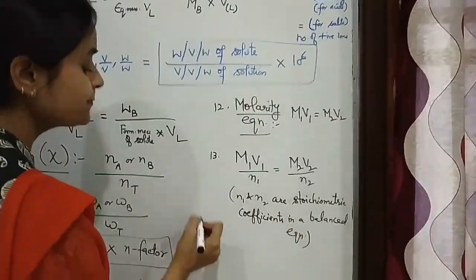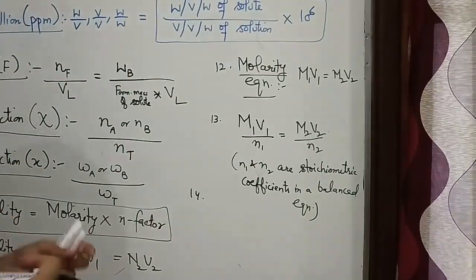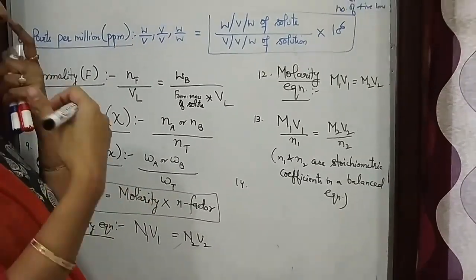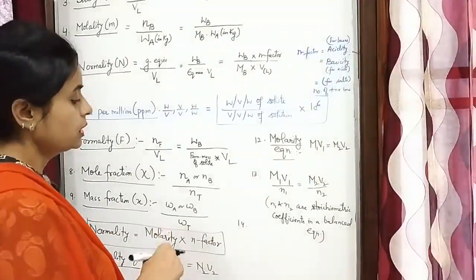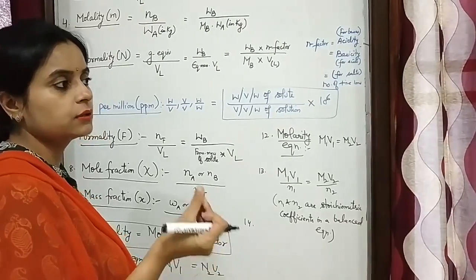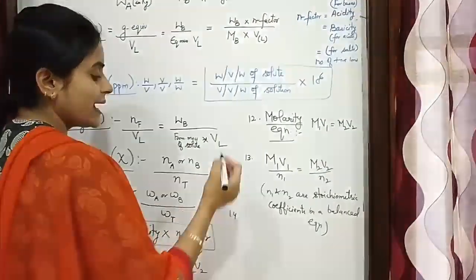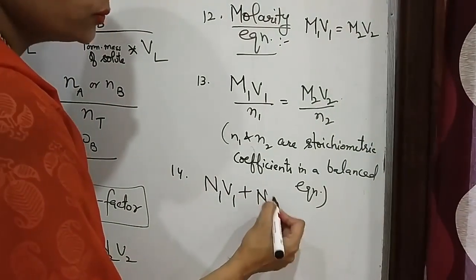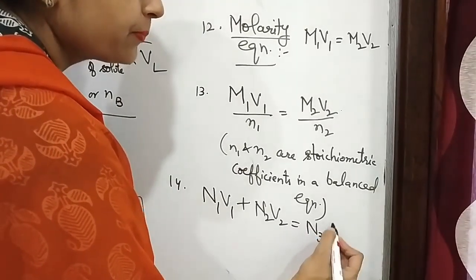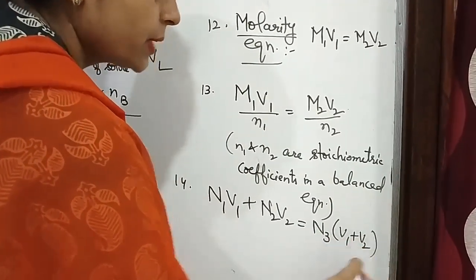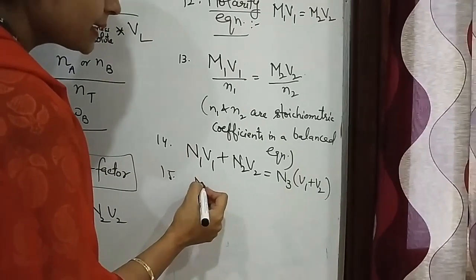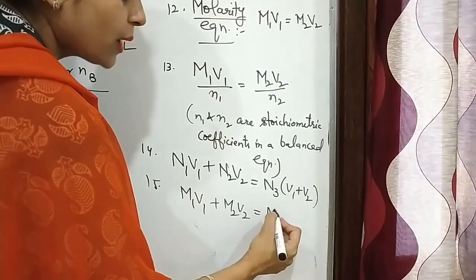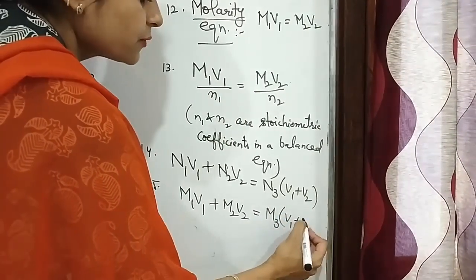Then 14th is, sometimes we mix two different acids of different normality, and they may or may not have same value. Then what is the resultant? What is the normality of resultant solution? For that we use another formula, like n1 v1 plus n2 v2 is equal to n3 (v1 plus v2). Similarly, if it is in molarity, then m1 v1 plus m2 v2 is equal to m3 (v1 plus v2).